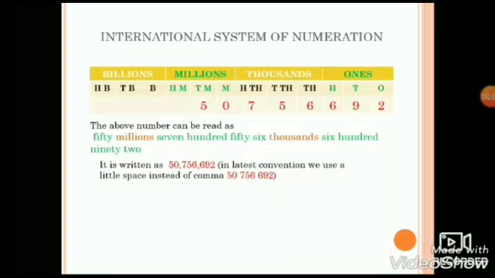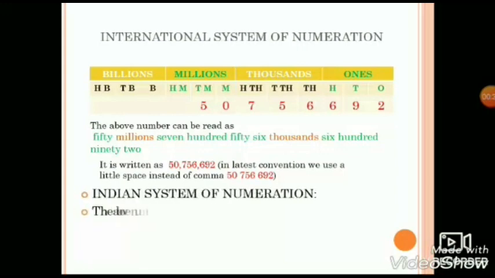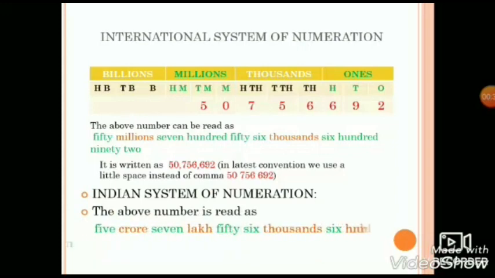Now, in the international system, the number is written as 50,756,692. That means starting from the right side, after each period we should use the comma notation. But in our latest convention we don't use this comma. Instead of this comma notation we use a little space between the two digits. So the same number we have written in two different forms, once in the international system and once in the Indian system of numeration in my earlier slide.